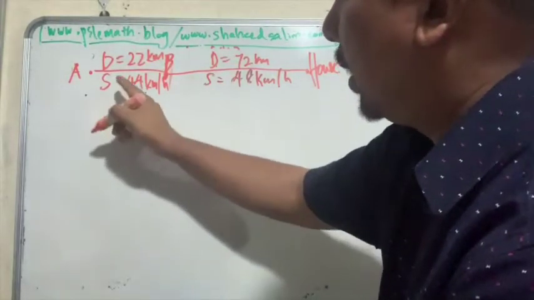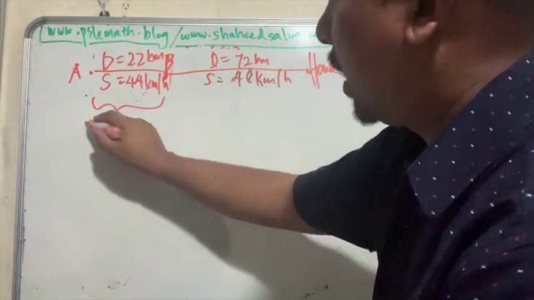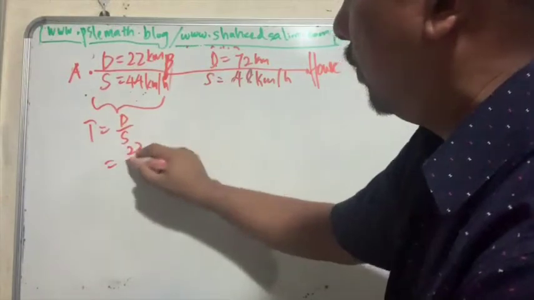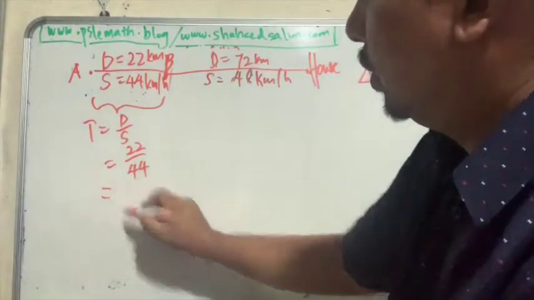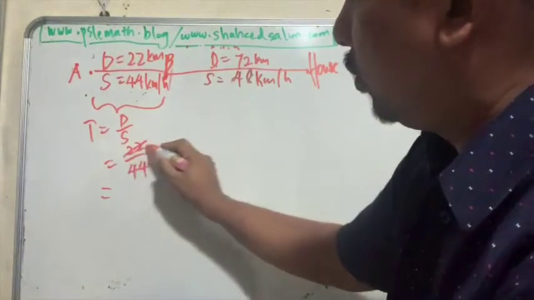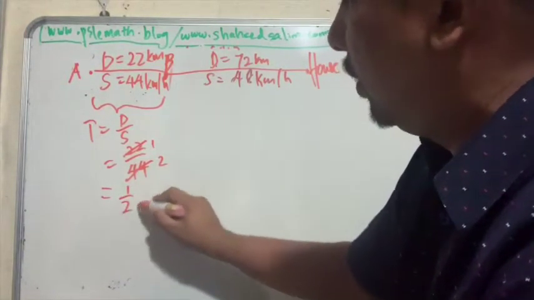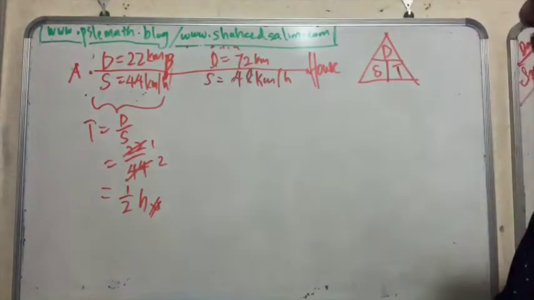So let us look at the time over here. Time taken here. Time is equal to distance over speed, equals 22 over 44. And what is this equal to? Well, you can divide by 22, you get 1, you get 2. So it's half an hour. For the first part, it's half an hour.